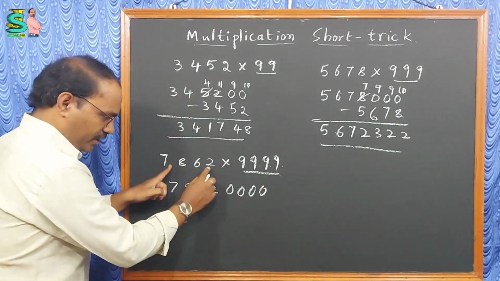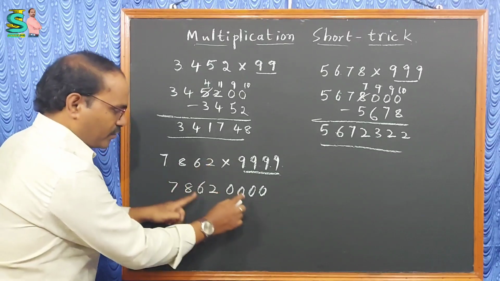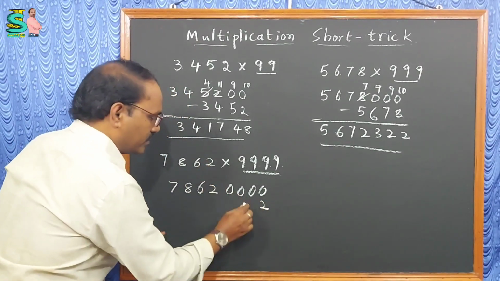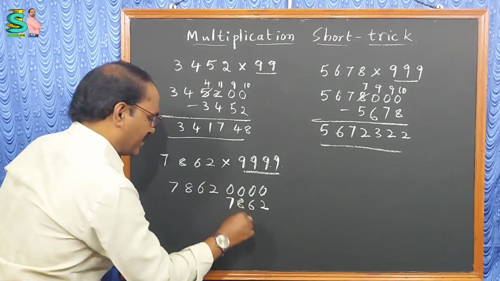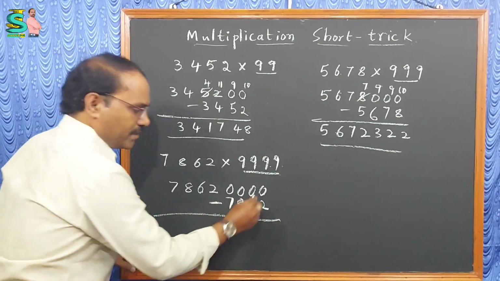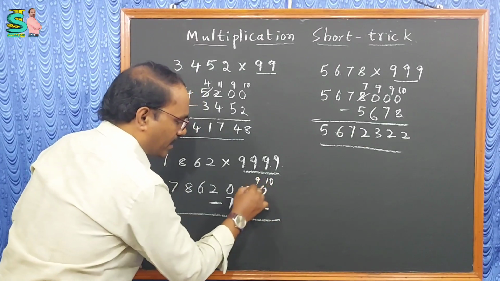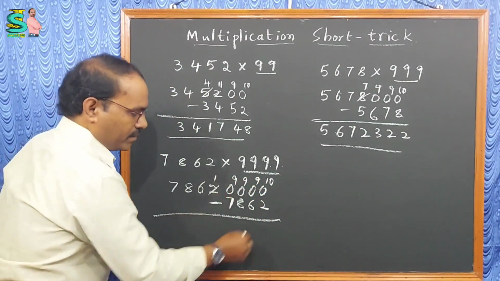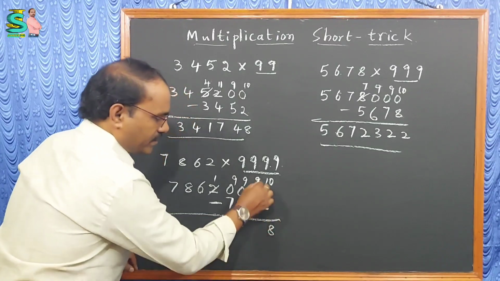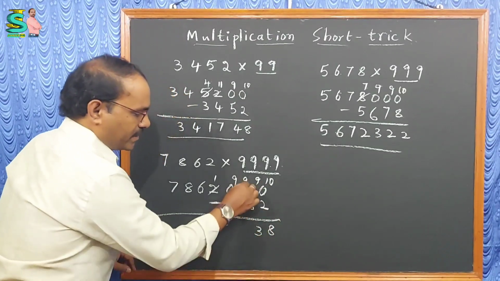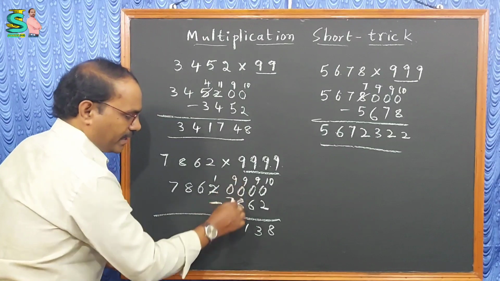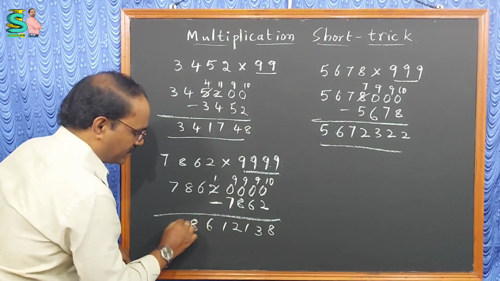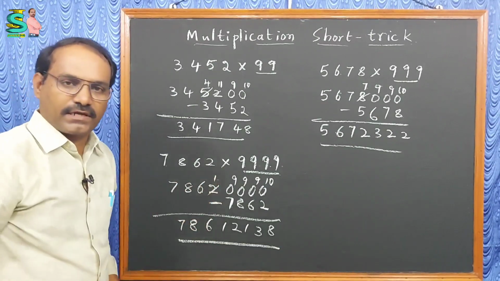And then again you should subtract this number only from this number: 2, 6, 8, 7. Subtract this number. Here borrow 10, 9, 9, 9 and here 1. So 10 minus 2, 8. 9 minus 6, 3. 9 minus 8, 1. 9 minus 7, 2. Here 1, 6, 8, 7. This is your answer.